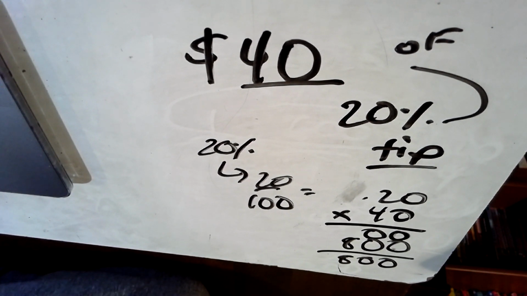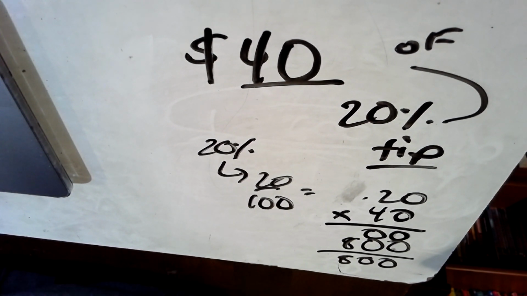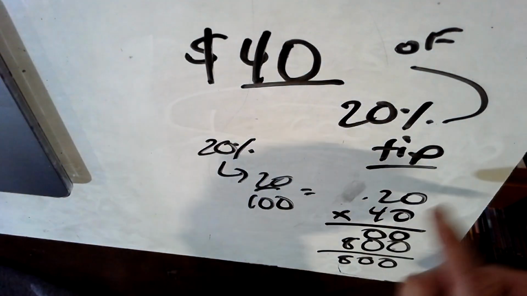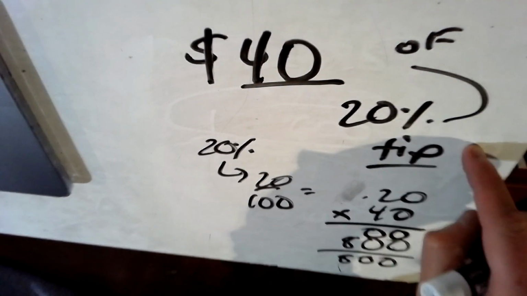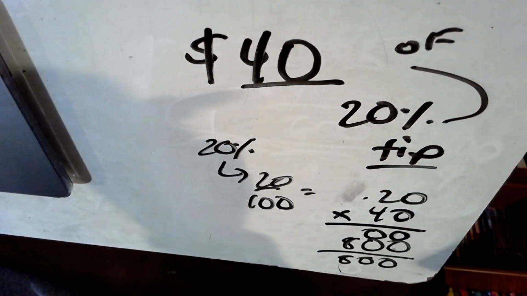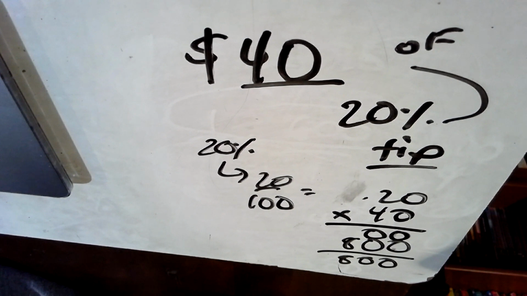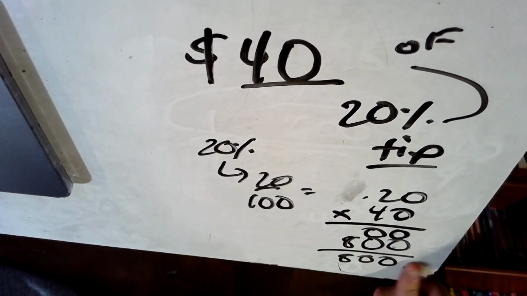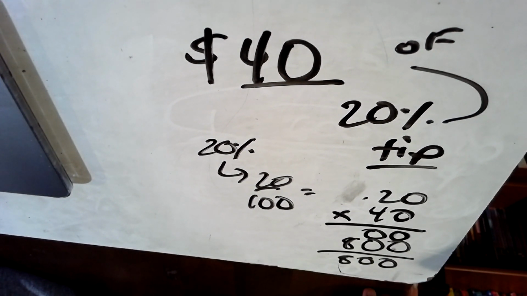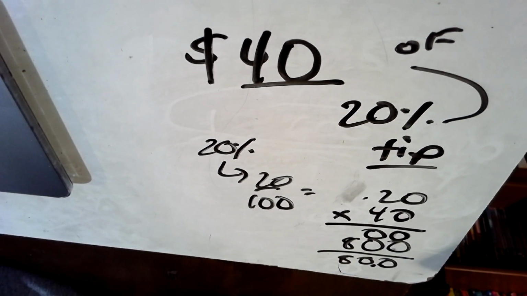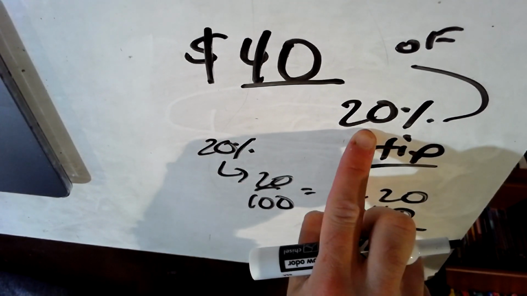Am I giving an $800 tip? No. Remember, I estimated that the tip would be less, because 20% is less than 50%. 50% is half. Half of $40 is $20. This has to be less than $20. Would it be $800? It would not. I would not give an $800 tip for a $40 bill. Would it be, the decimal goes there, $80? That's double what dinner cost. No way.